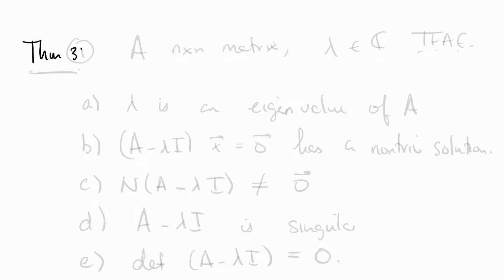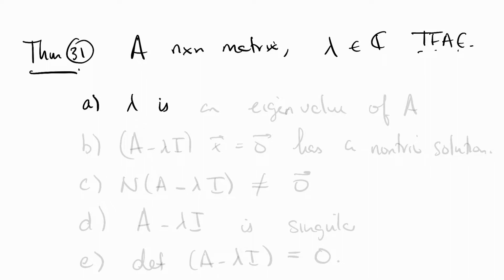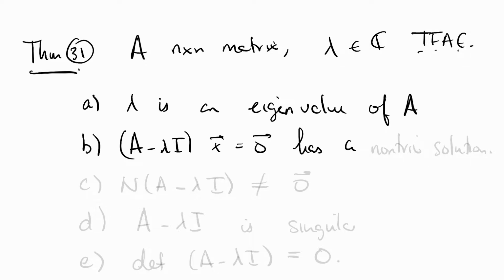Theorem 31. Say A is an n by n matrix, and lambda some scalar, maybe a complex number, then the following are equivalent. A, lambda is an eigenvalue of the matrix A. B, (A minus lambda I) times the vector x is equal to the 0 vector has a non-trivial solution. The solution, of course, being the eigenvector corresponding to this eigenvalue.